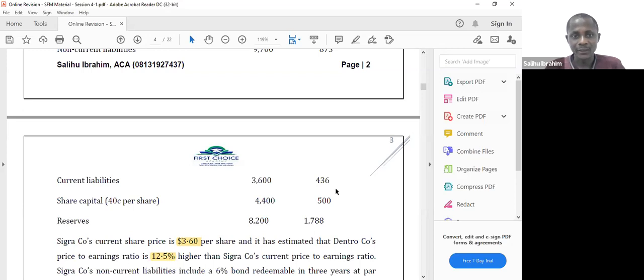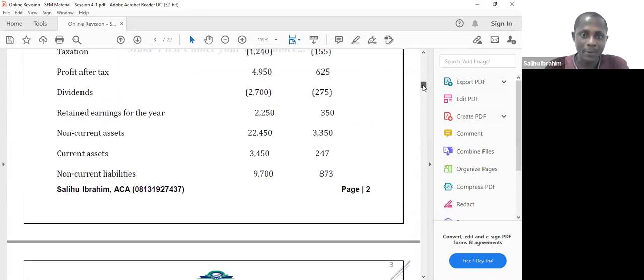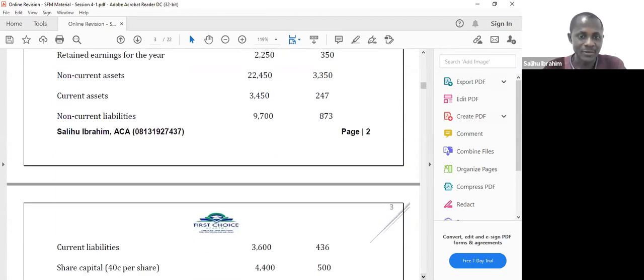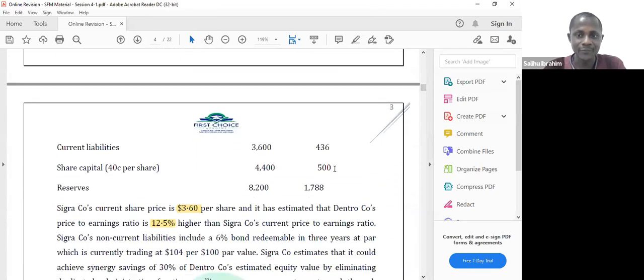Now, you say I should recap. We have computed our price earnings ratio to be 0.51 using price earnings ratio of Sigraco as the basis. We need our EPS. Our EPS is 625, which is profit after tax, all over number of shares. What is our number of shares? Number of shares is 500 over 0.4. 500 over 0.4 is what gave us 1,250.